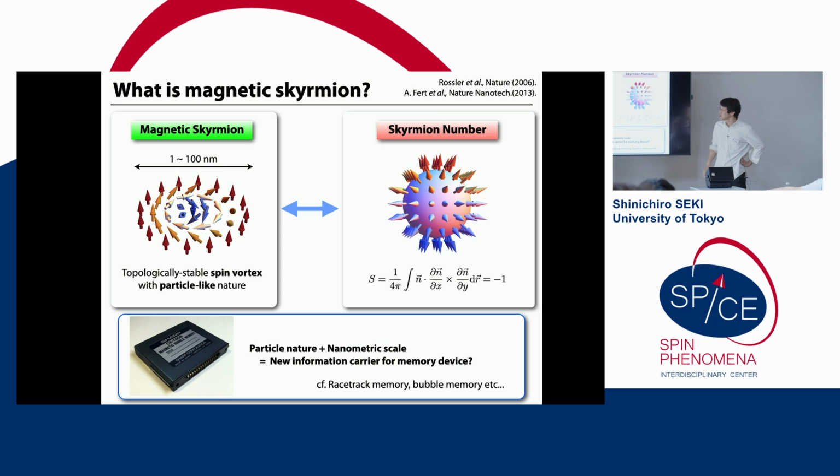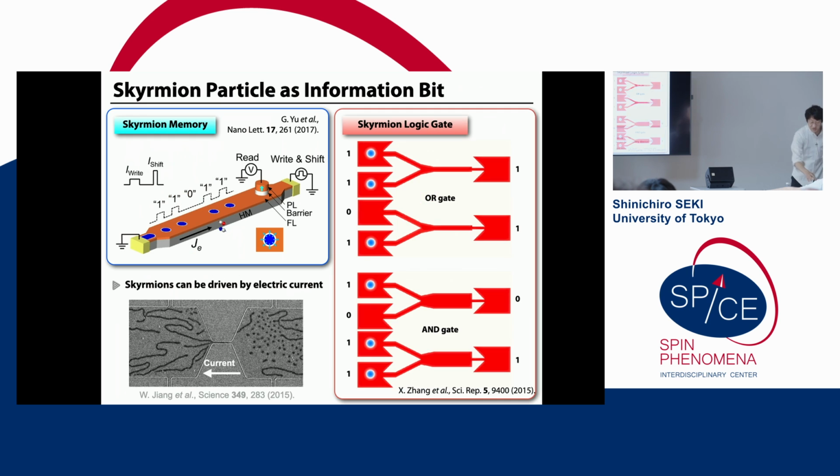As already introduced, the magnetic skyrmion appears as this kind of vortex-like swirling spin texture. In real materials, its typical diameter is 1 to 100 nanometers. It is characterized by the so-called skyrmion number, which means that the rearrangement of the spins within a single skyrmion can wrap a sphere just one time. So this is a topologically stable object with a particle-like character. Because of such a stable particle nature and nanometric scale, skyrmions are now intensively studied as a potential candidate for a new information carrier for magnetic storage devices.